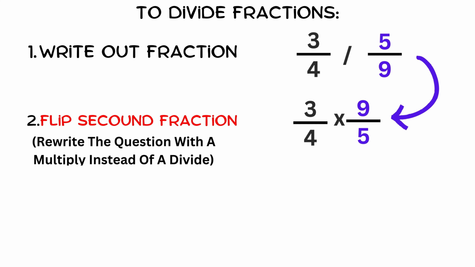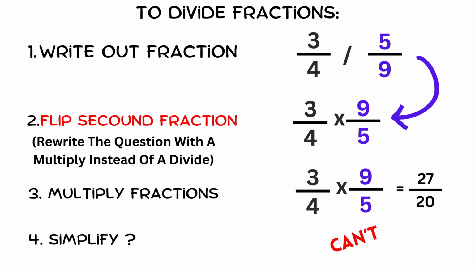Then, we can just multiply the fractions together as usual. So, here we do 3 times 9 to give us 27 and 4 times 5 to give us 20, so we have 27 over 20. And the last step, we need to check if it can be simplified, which it can't, so the answer stays as 27 over 20. Let's try a couple more.